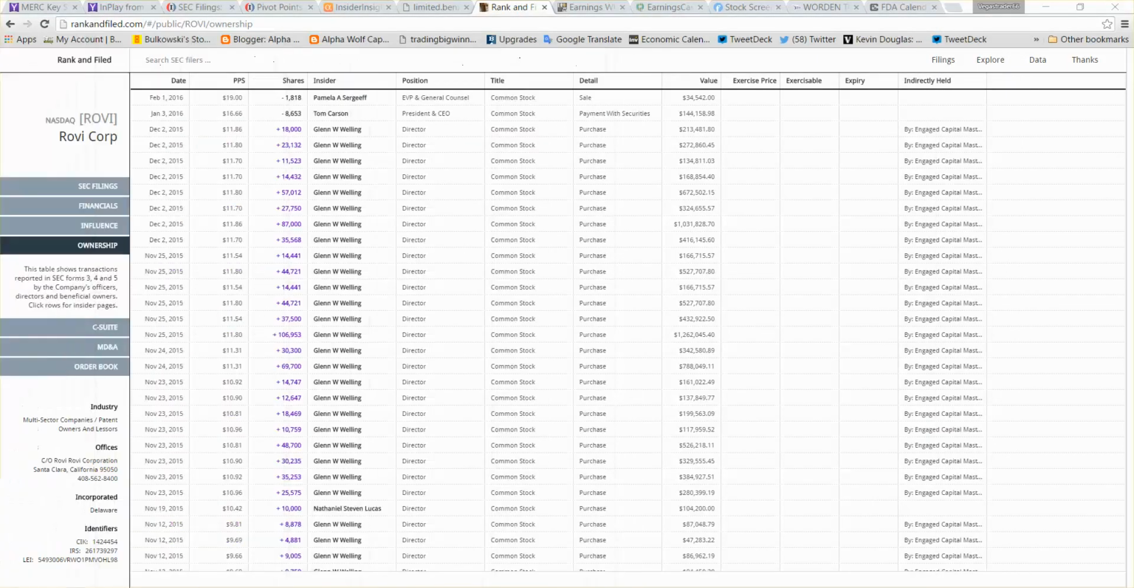An extremely strong move, and you could have gleaned that something was going on when you see this kind of insider buying before this event. So that's what I use rank and file for, is for specific insider transactions.